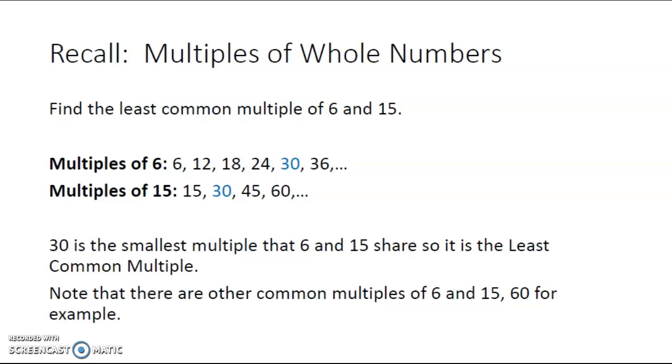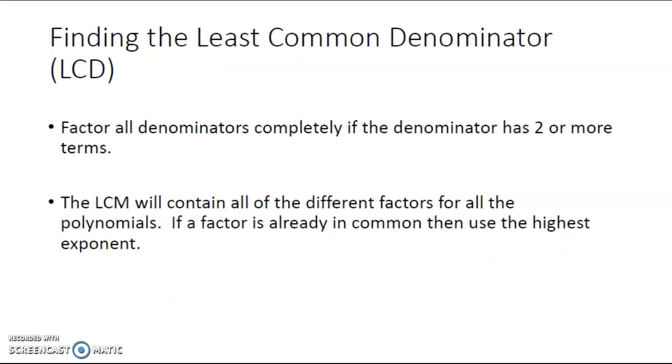So that would be the least common multiple. There are other common multiples of 6 and 15, 60 for example, 90 would be another one, but 30 is the smallest common multiple. So we use this when we're adding or subtracting fractions with unlike denominators.